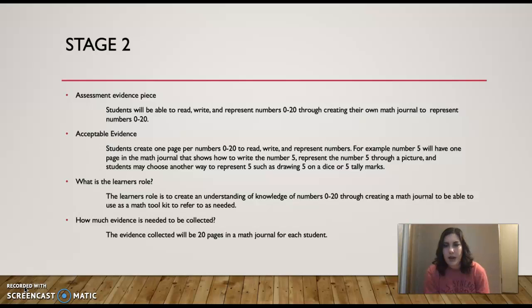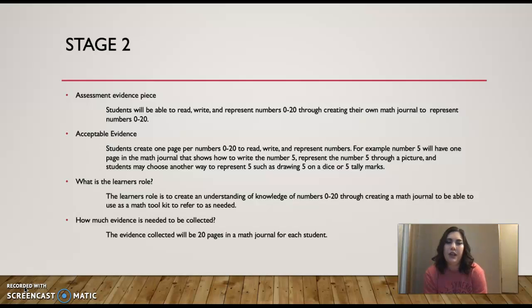So for example, I put number 5. We'll have 1 page in the math journal that shows how to write the number 5, represent the number 5 through a picture, and students can choose another way to represent 5, such as drawing 5 dots on a dice or 5 tally marks. So what is the learner's role? That is another focus that you want to see for your assessment piece.